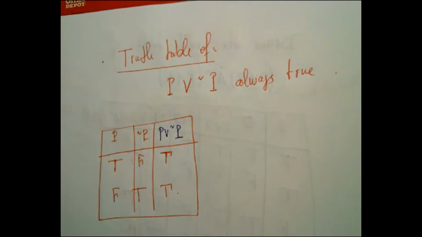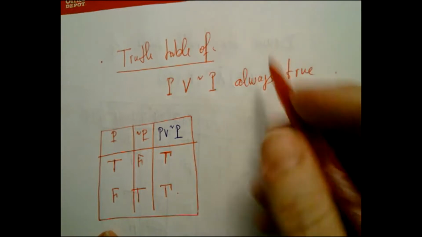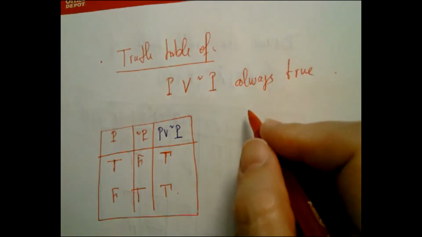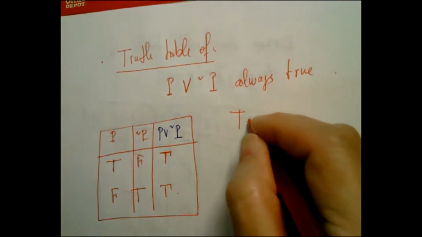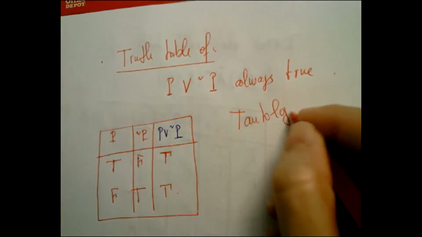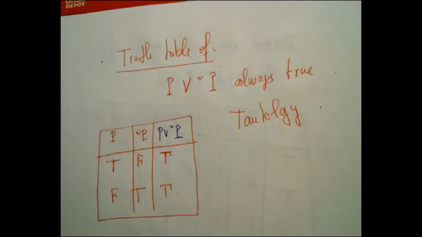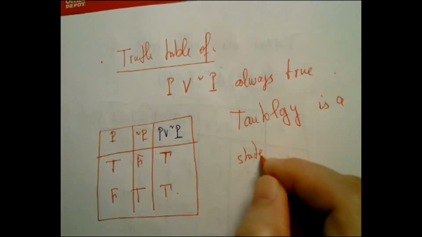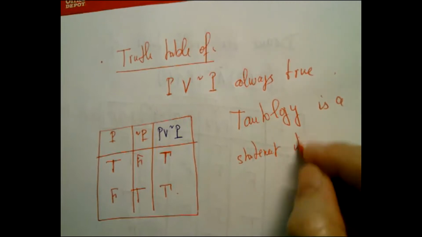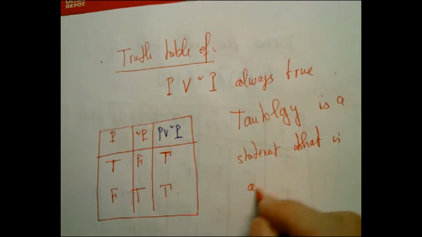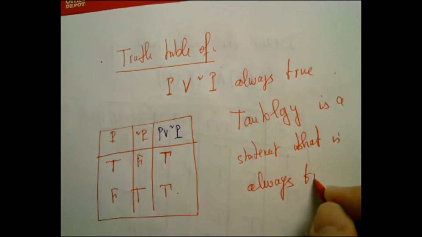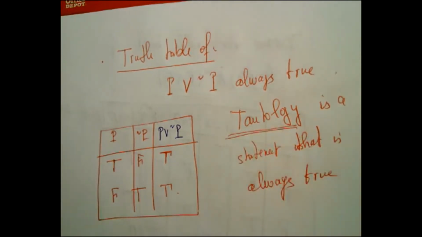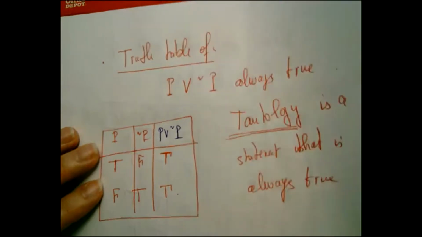Okay, and there is a name. If you have a statement and it's always true, we give it a name. Anybody know what we call it? Tautology? Yeah. I think I spelled it correctly. A tautology is a statement that is always true. So that's what we call a tautology. P or non-P is actually a tautology because regardless of what P is, this is always a true statement. All right.